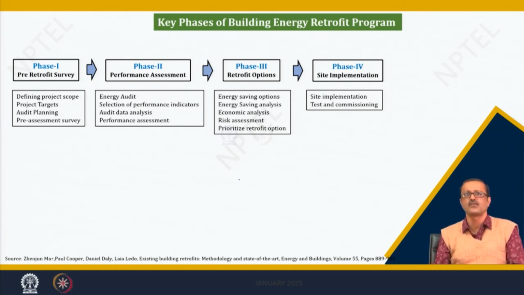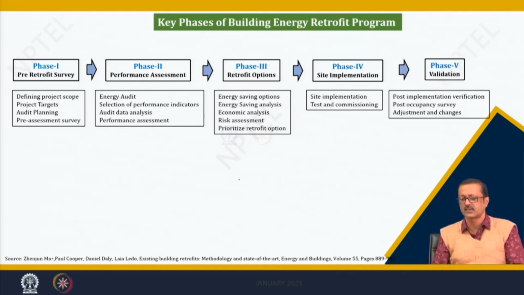Phase number 4 is the site. Now, you have to implement these 3 phases. Phases 1, 2 and 3 are actually in the office, or the audit and all those. Now, as per phase 3, the best options can be implemented at the site, and we do some kind of testing and commissioning. The last one is the validation.